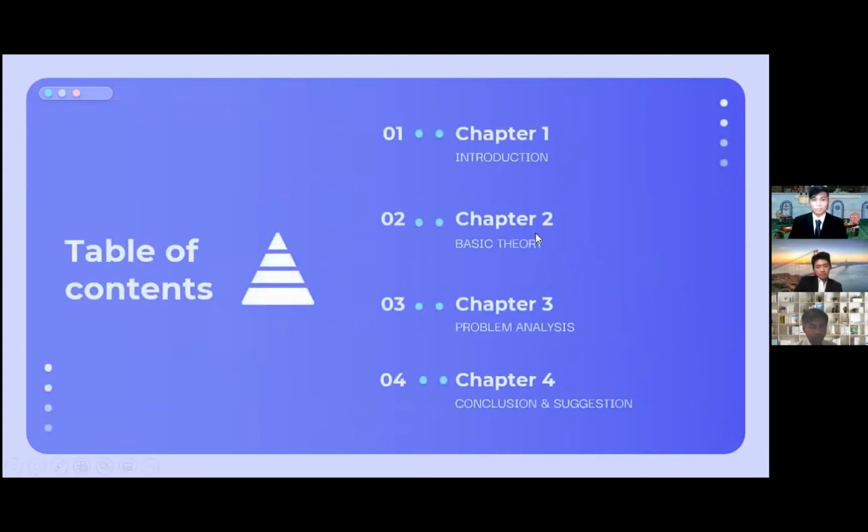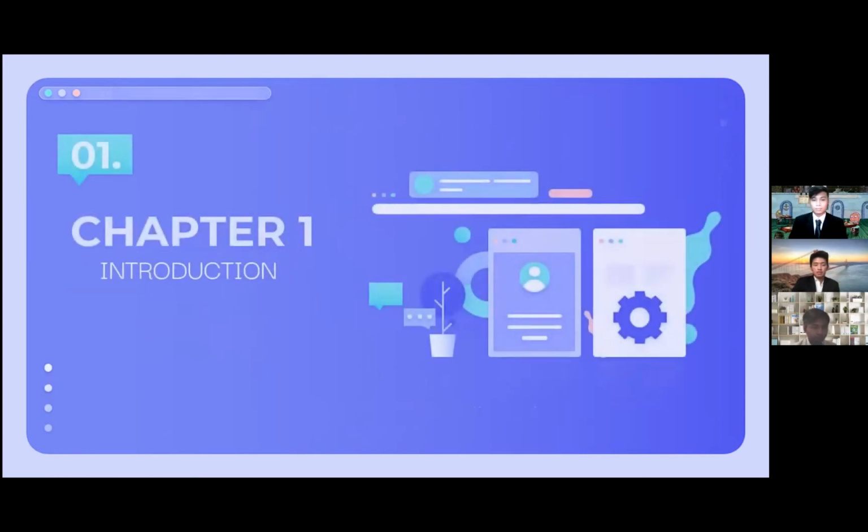Table of contents. So in this presentation, our group will discuss 4 chapters. There is chapter 1, introduction, chapter 2, basic theory, chapter 3, problem analysis, and chapter 4, conclusion and suggestion. So we are going to chapter 1, introduction.